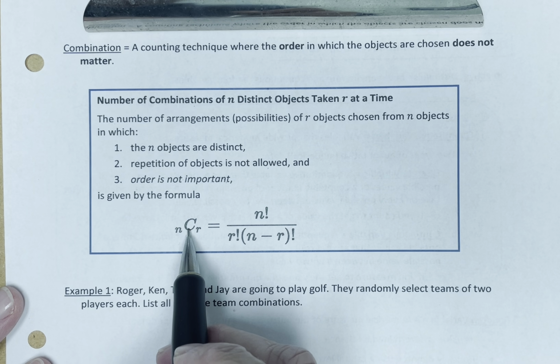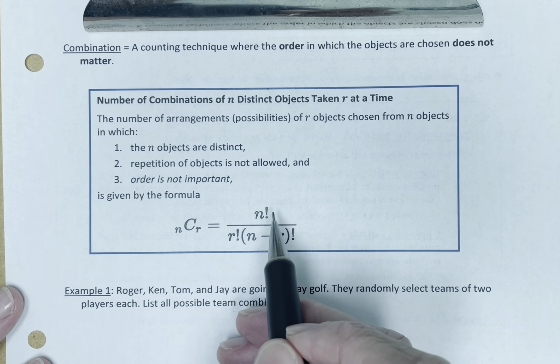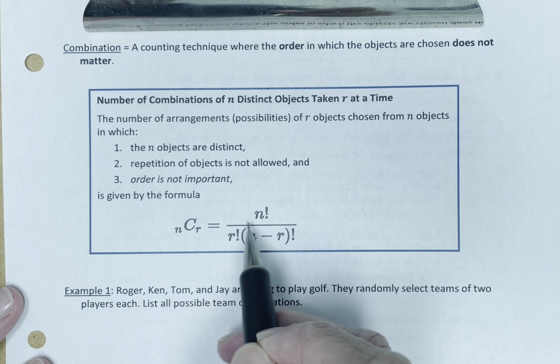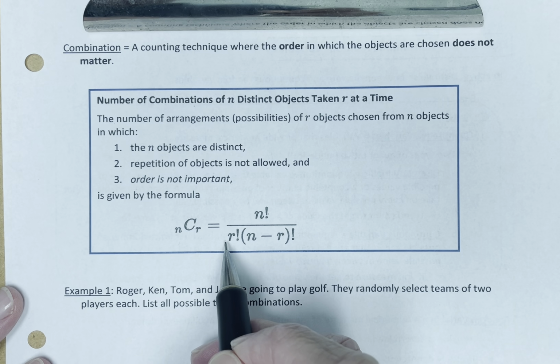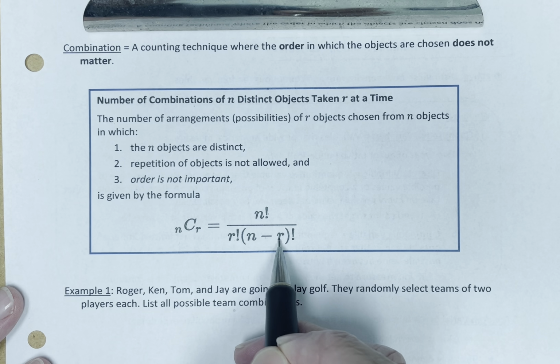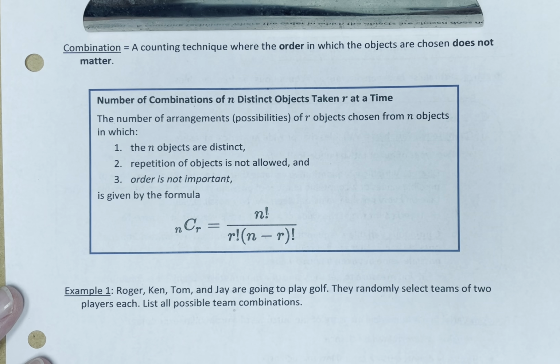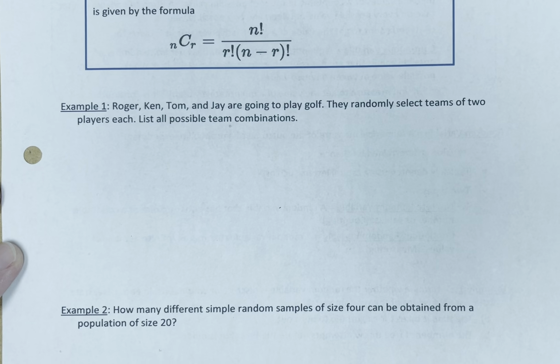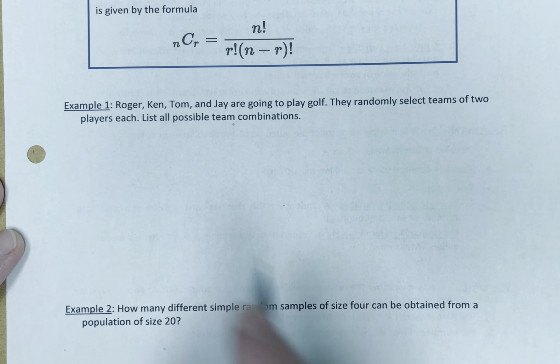The C formula, the combinations formula, says the total number of objects factorial divided by how many you want factorial times the total minus how many you want, the difference factorial. And as you might imagine, this will again help with an example. So let's take a look. Let's keep that formula right there for us.